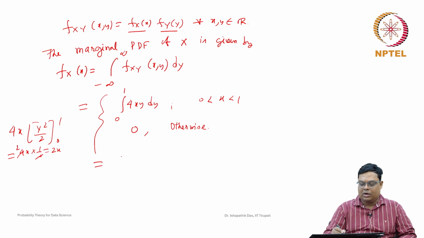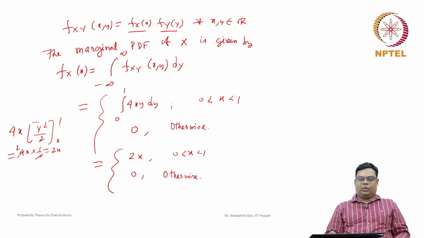So, finally, what we got is that this is equal to 2 x whenever x is between 0 and 1, and equal to 0 otherwise. So, this is the marginal probability density function. If the computation is correct, you can check, because it has to be a probability density function, the integration over 0 to 1 should be equal to 1. You can see that x square by 2, the 2s cancel, and in the limit 0 to 1 this is equal to 1. So, that is why this is a probability density function.